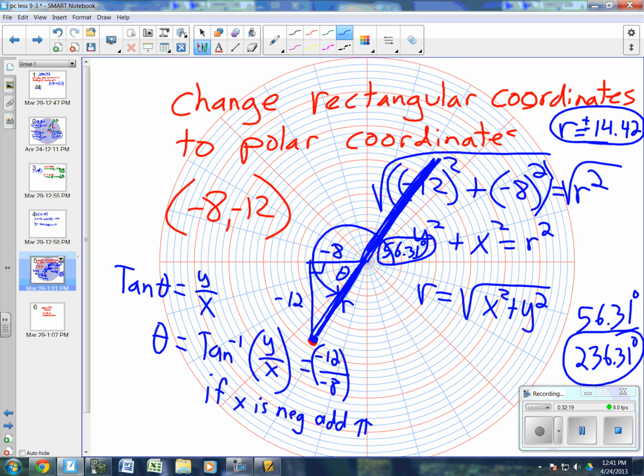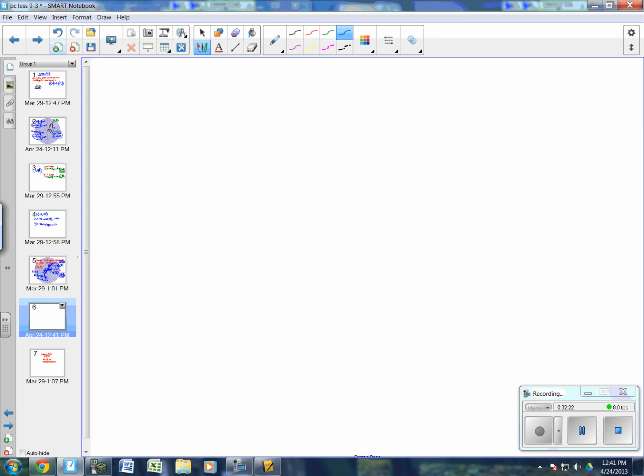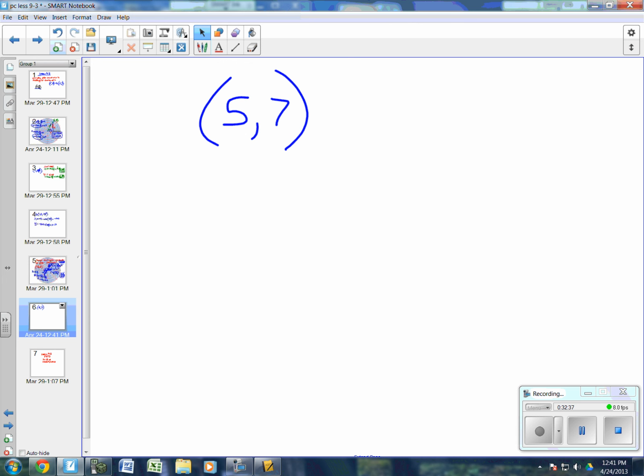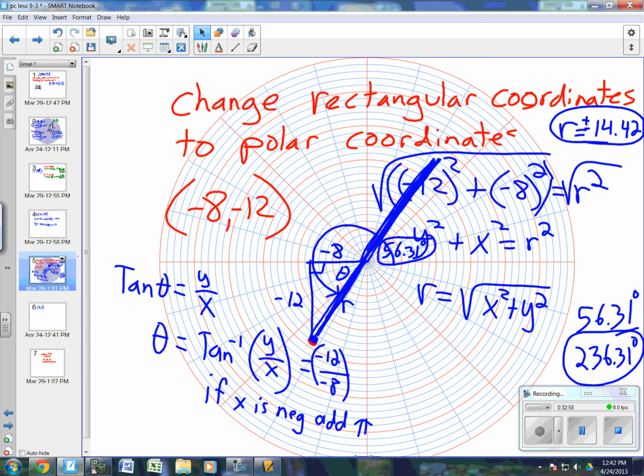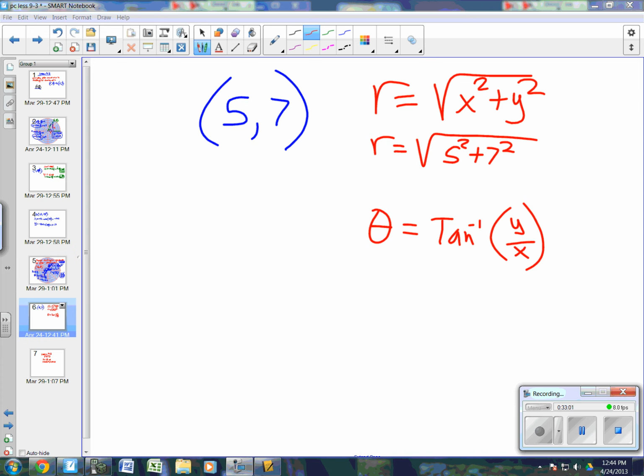Okay, we're going to do one more of those. Everybody do this one right here. I'm going to give you 5, 7. Now notice x is not negative this time, so you don't have to add 180 to it. Everybody try this one. Find r and theta. Change 5, 7 to polar coordinates. Sorry, I forgot to turn that on.